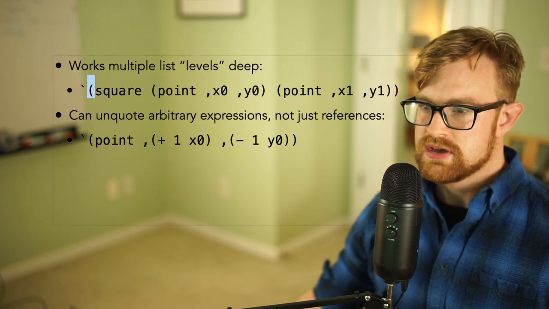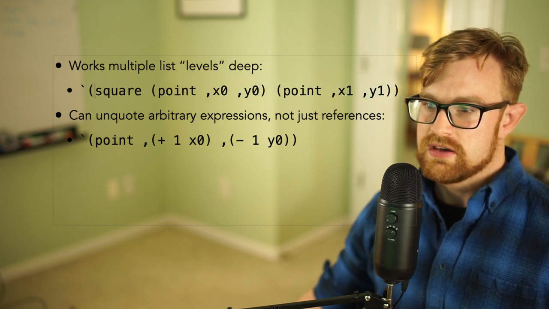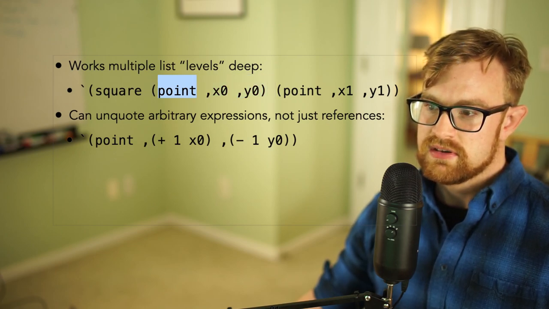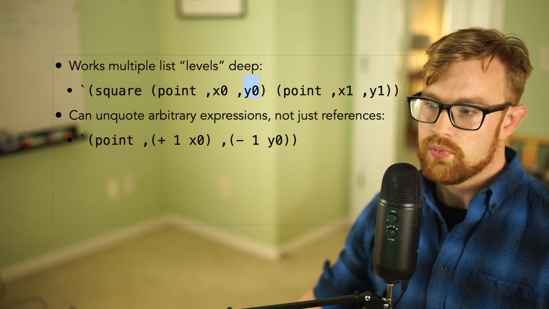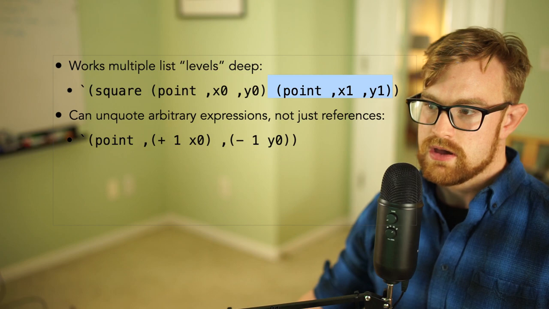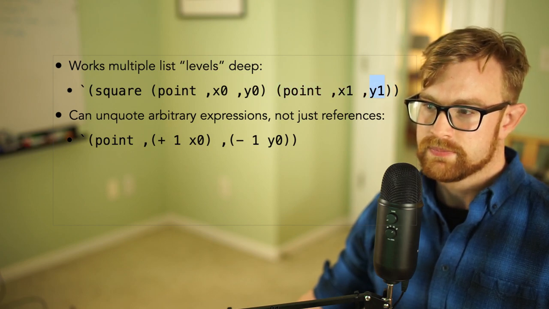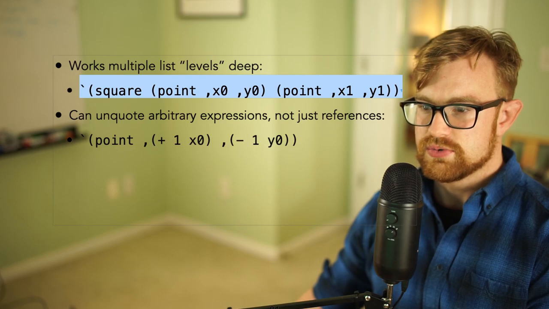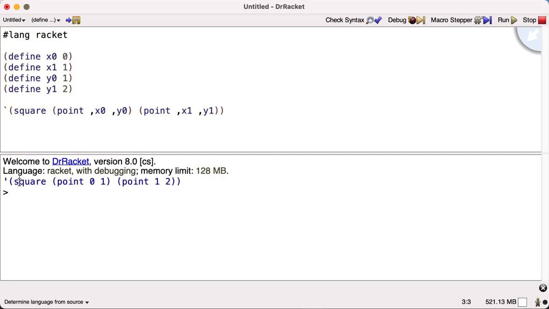So for example, consider this quasi-quoted data here. I've got quasi-quote square, and then I've got a sublist that's tagged as point, and then we unquote x0, and then unquote y0. And then the second sublist here in square unquotes x1 and then unquotes y1. All right, so that builds up an expression like this. So let's pull this into Racket. All right, so defining x0 and x1 and y0 and y1 appropriately, if I drop them in using this unquote syntax here, they get wrapped up with this square tag. I get 0, 1, and then I get 1, 2 because of my x1 and y1. So that's what this looks like in Racket.